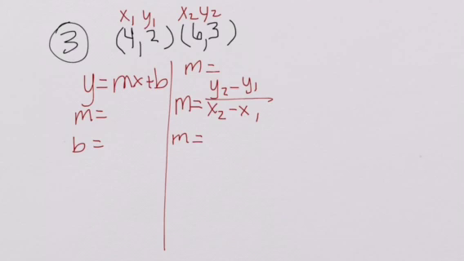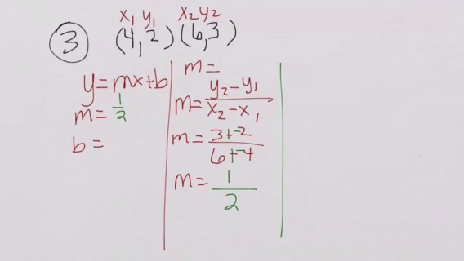So m is equal to 3 minus 2 over 6 minus 4. So m is equal to, we're going to go ahead and add a line and change the sign, and add a line and change the sign. So it's going to be 1 over 2 for my slope, so 1/2.